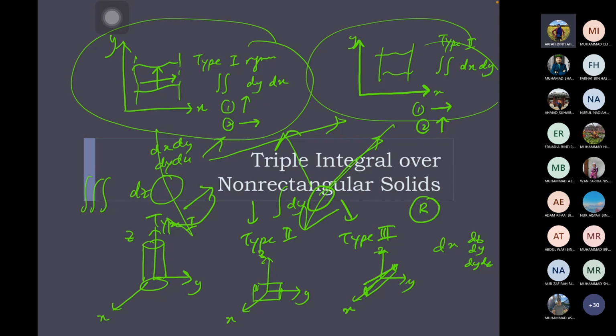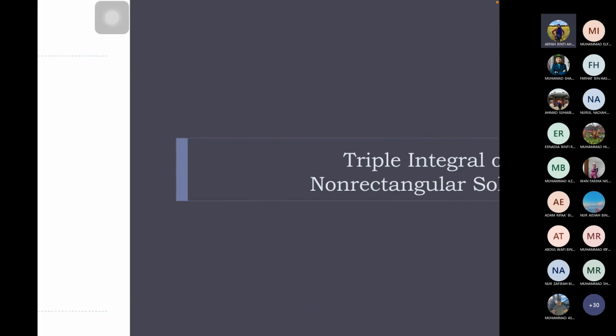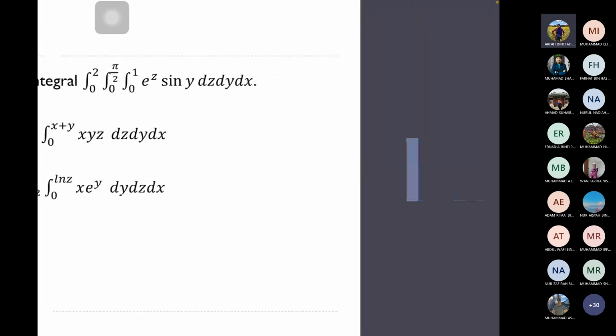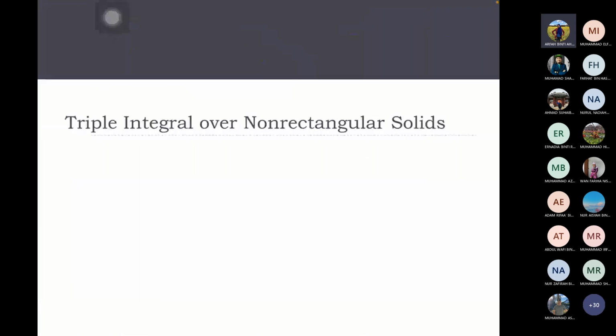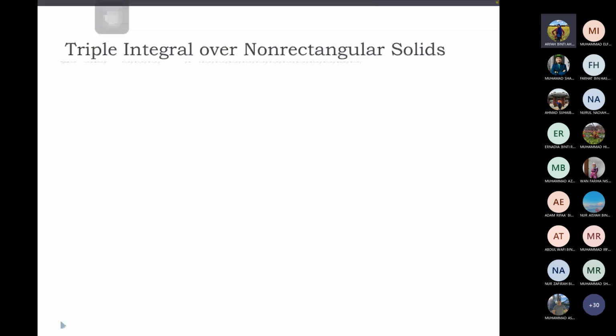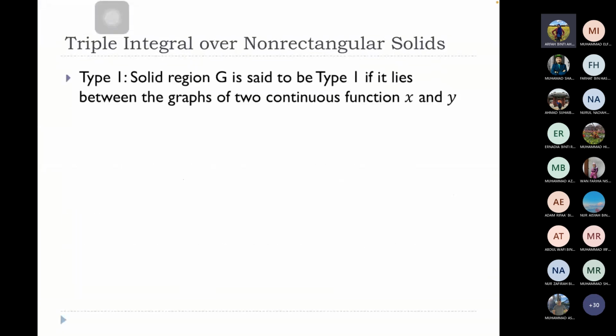So kena make sure you are very familiar, you are very mahir with the one that we have learned in double integral, because the knowledge in that double integral will be used dalam this one, integration over non-rectangular region for the triple integral. Okay. So kita tengok the first one. Okay. Let's take a look at the first one. Kita ada triple integral over non-rectangular solids, by which we are going to learn.